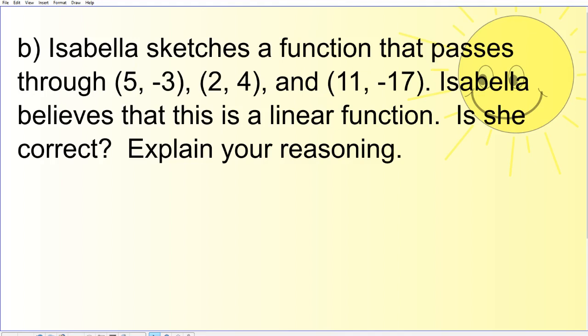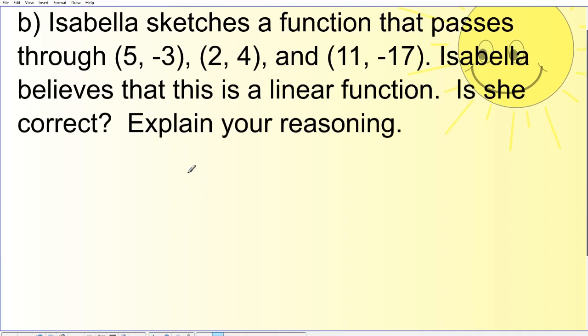Letter B. It says Isabella sketches a function that passes through those 3 points. Isabella believes that this is a linear function. Is she correct? Explain your reasoning. Now, here's how I'm going to start. I'm going to make a sketch. 5, -3. 2, 4. 11, -17.